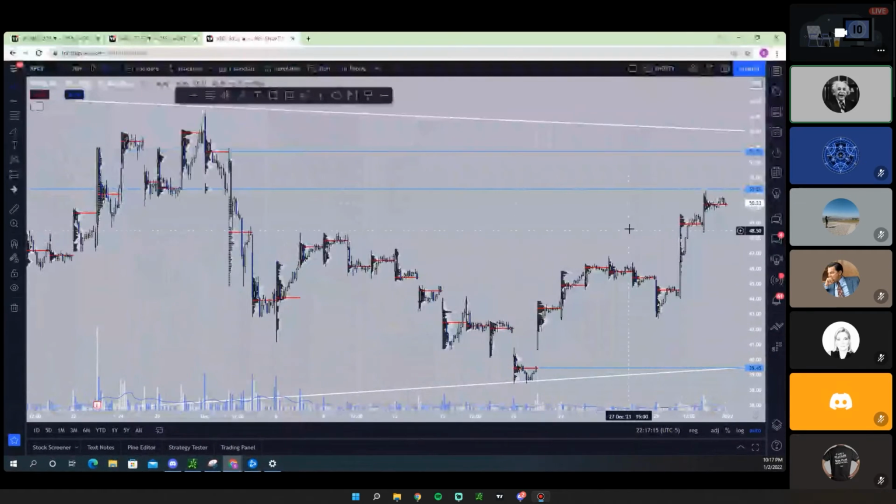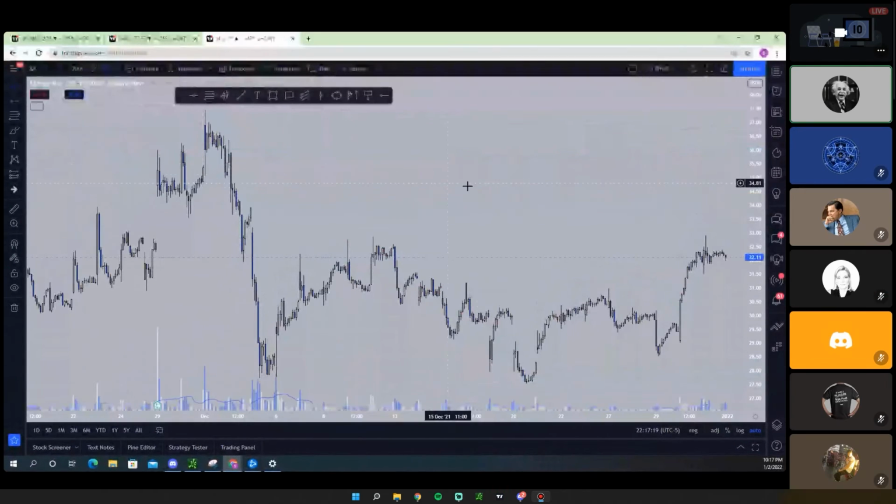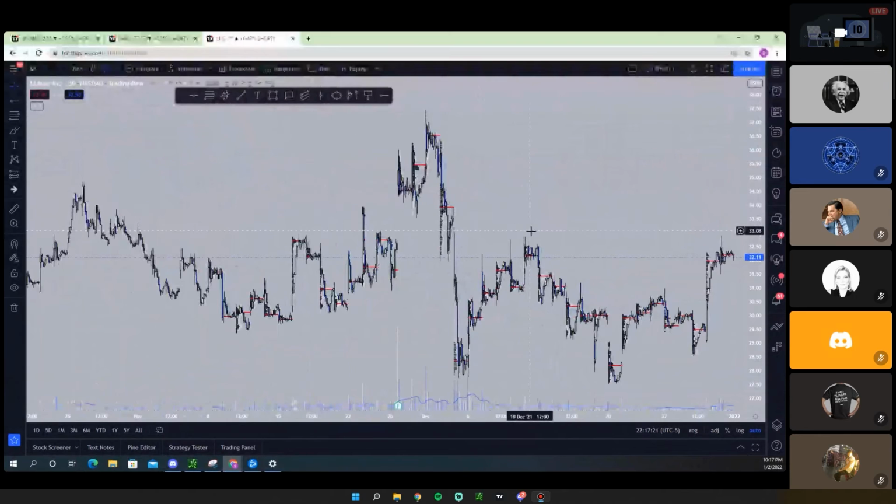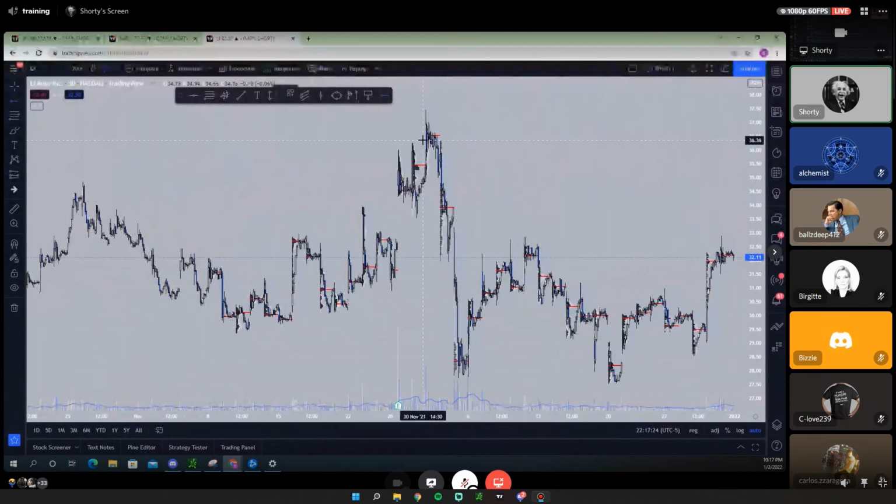All right, perfect. Yeah, so I would definitely watch XPEV. It looks pretty good. And there's another one. Is it LI? I believe it's LI. That's what it's called. Yep, so LI has a nice VPOC above. I love when there's range.